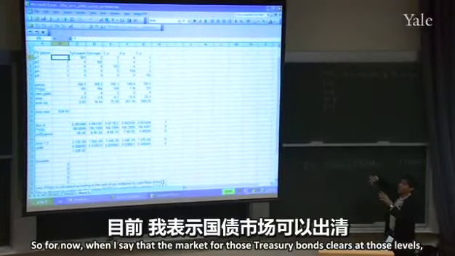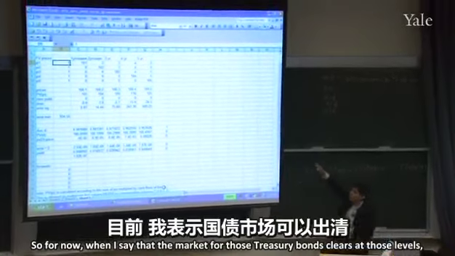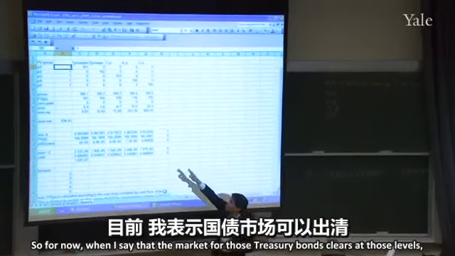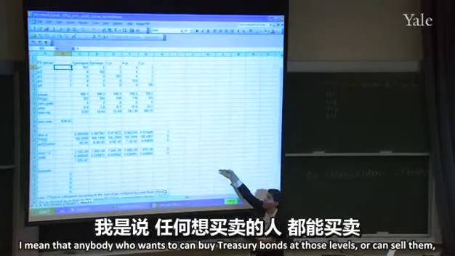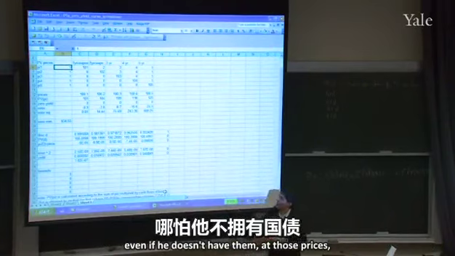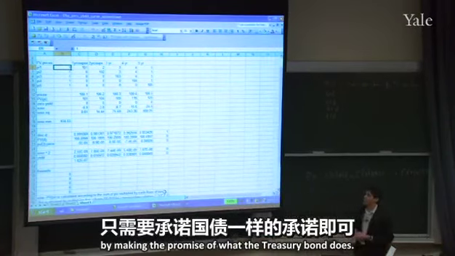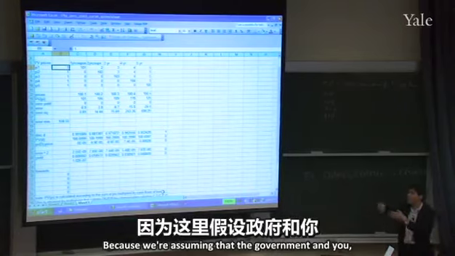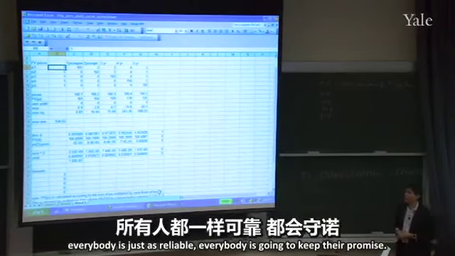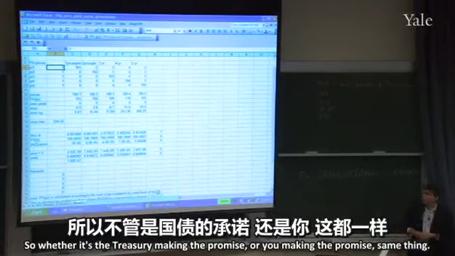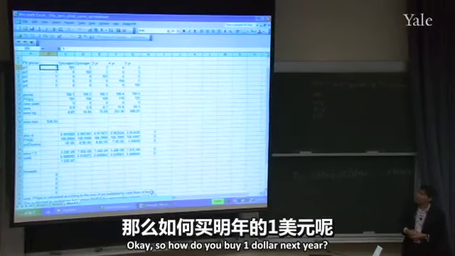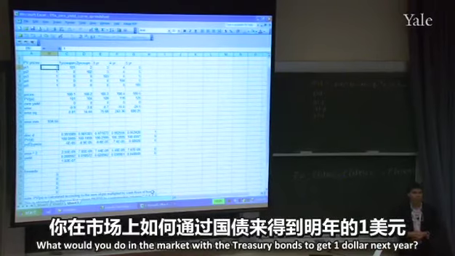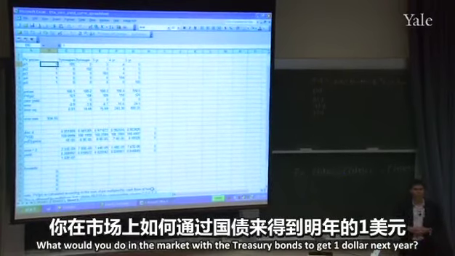So for now, when I say that the market for those treasury bonds clears at those levels, I mean that anybody who wants to can buy treasury bonds at those levels or can sell them, even if he doesn't have them, at those prices, by making the promise of what the treasury bond does. Because we're assuming the government and you, everybody is just as reliable. Everybody's going to keep their promise. So whether it's the Treasury making the promise or you making the promise, it's the same thing. Okay, so how do you buy $1 next year? What would you do in the market with the Treasury bonds to get $1 next year?